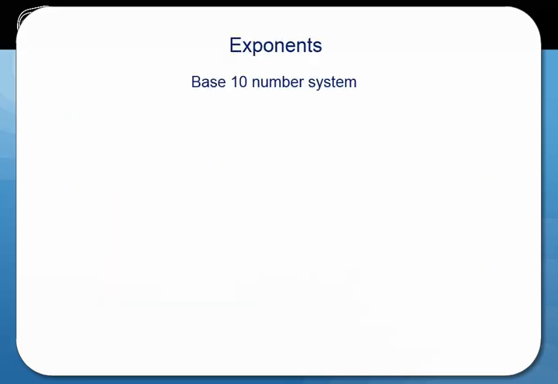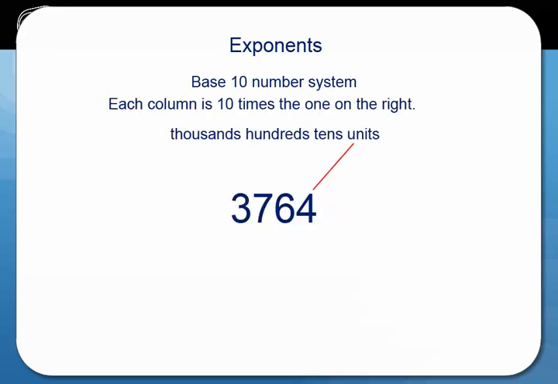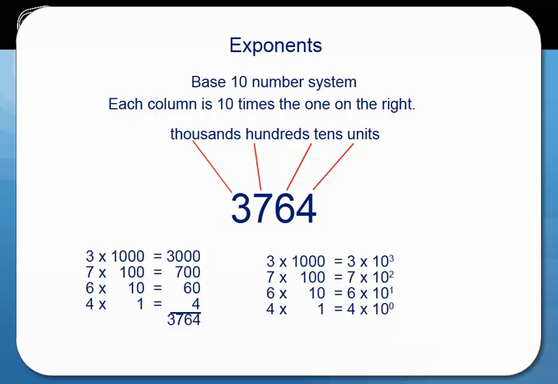We generally use the base 10 numbering system. It could be because we have 10 fingers. The value of each column of numbers is a multiple of 10. We have the units column, tens column, hundreds column, and thousands column. With this number we have 3,000s, plus 700s, plus 6 tens, and plus 4 units.